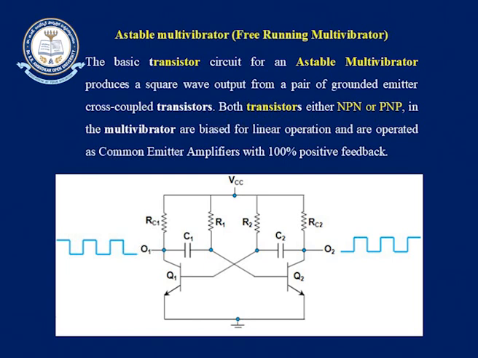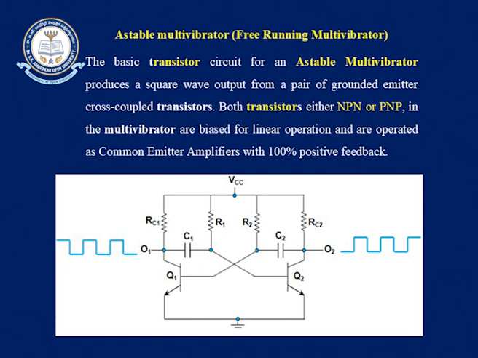They are biased for linear operation and operated as common emitter amplifiers with 100% positive feedback. What do we mean by feedback here? The fraction of the output which is fed back into the input is called feedback. Here, from one transistor to the other, we are taking positive feedback. You can see how the pulses enter at the input stage and how we take the output. You can easily observe this from the figure itself.